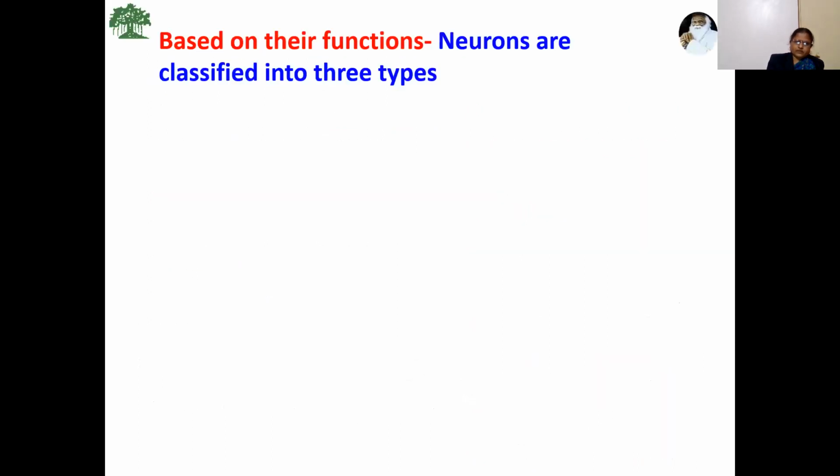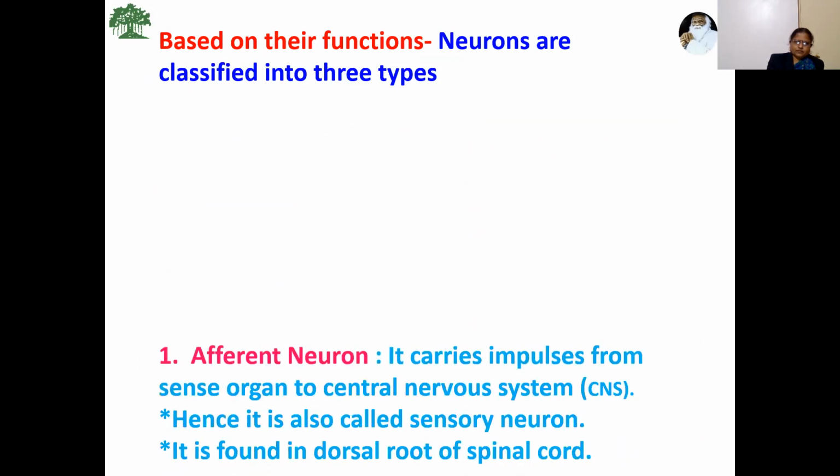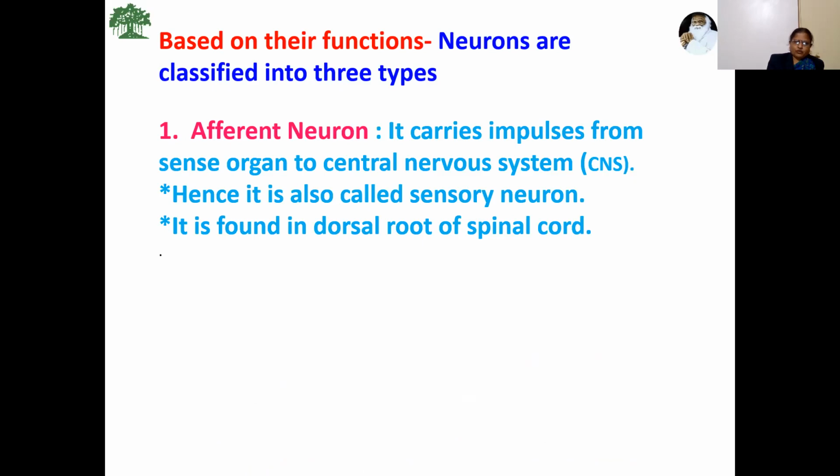Based on their functions, they are classified into three types. Number one, afferent neuron. It carries impulses from sense organs to the central nervous system, CNS. Hence, it is also called sensory neuron. It is found in the dorsal root of the spinal cord. Remember, sensory neuron is afferent neuron.